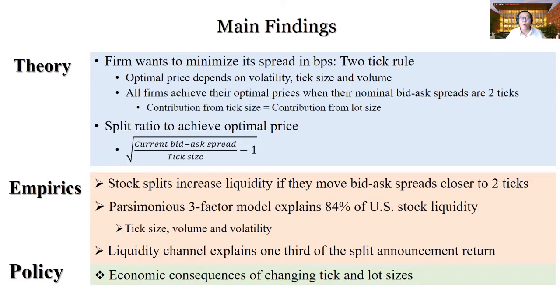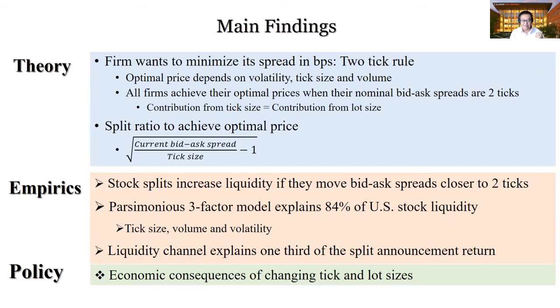And then the question is, how should you split your stock? We discovered something called a modified square root rule. If you observe your current bid-ask spread divided by tick size, minus 1, take the square root, that's the ratio you are going to split. We also have empirical evidence for our results. Stock splits increase liquidity if they move the bid-ask spread closer to 2 ticks. Again, closer to 2 ticks.